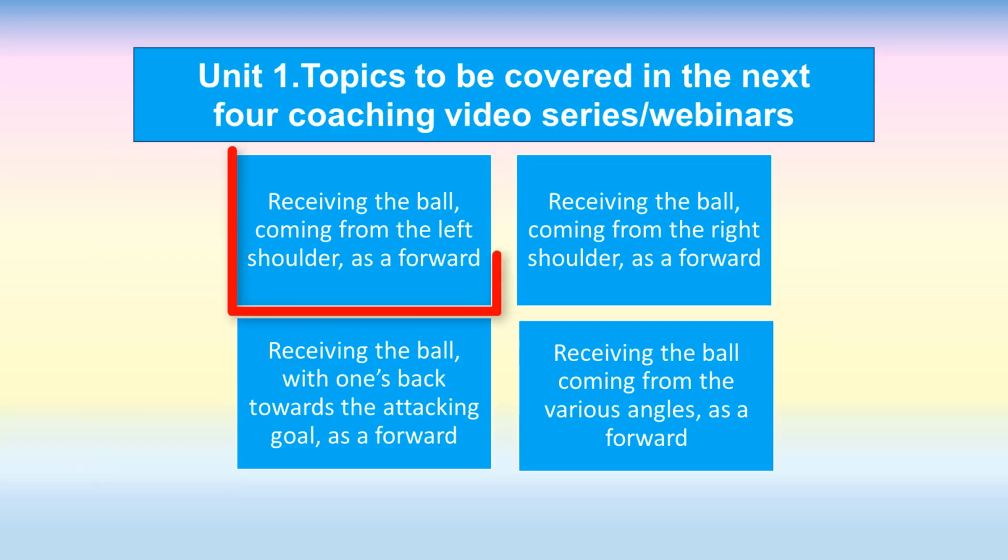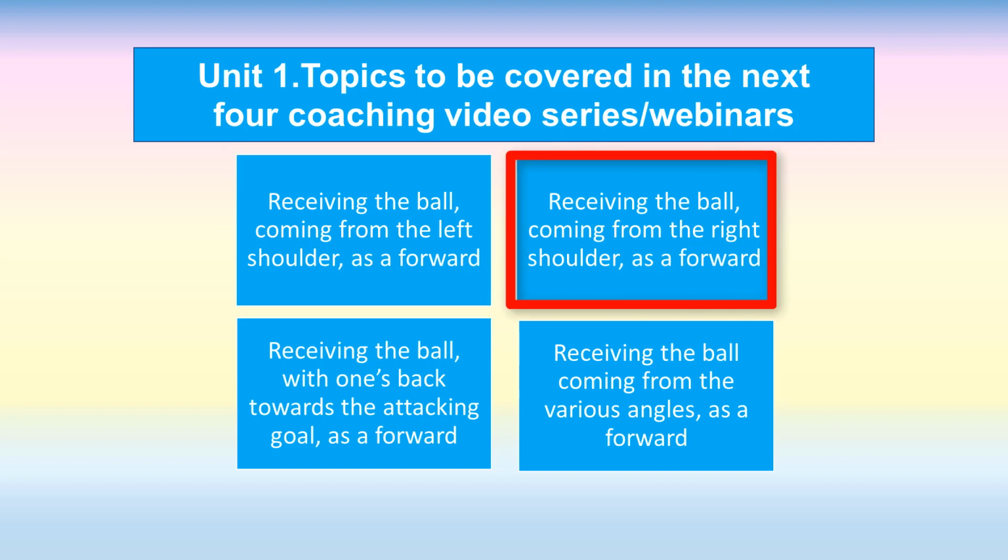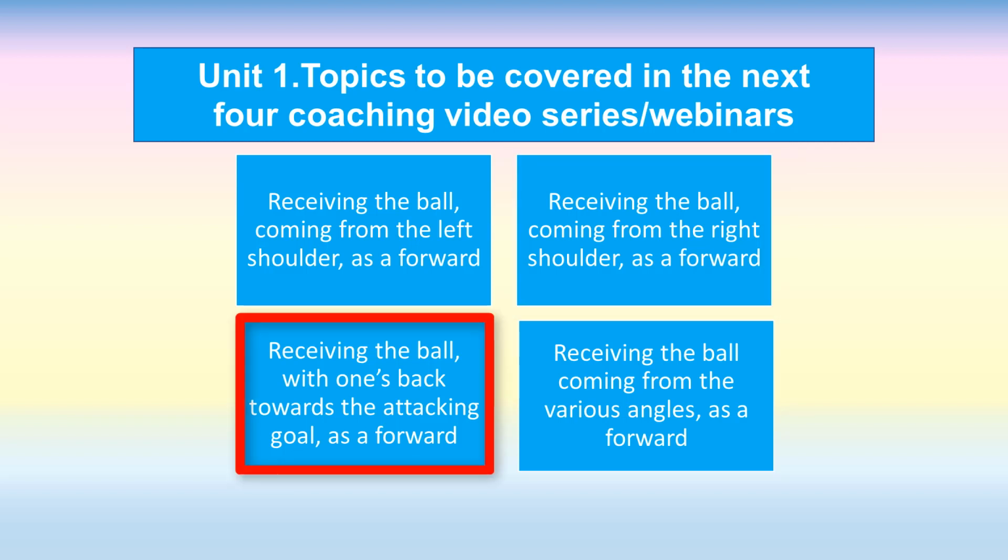In the previous coaching video serials number 5 and number 6, we talked about the pass coming from the left shoulder, receiving it on the open stick, and the pass coming from the right shoulder, receiving it on the reverse stick as a forward, its advantages and its disadvantages. In this video serial, we'll talk about receiving the ball as a forward with your back towards the attacking goal.